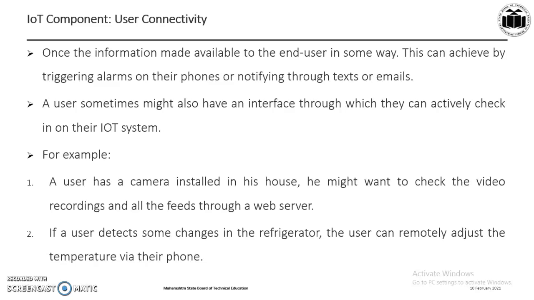For example, a user can have a camera installed in his house so that he can check the video recordings and all the feeds through a web server from a remote place. If a user detects some changes in the refrigerator operations, then he can adjust the temperature through the mobile phone so that the changes are rectified. Such modifications or monitoring the user can do by using the IoT subsystem.